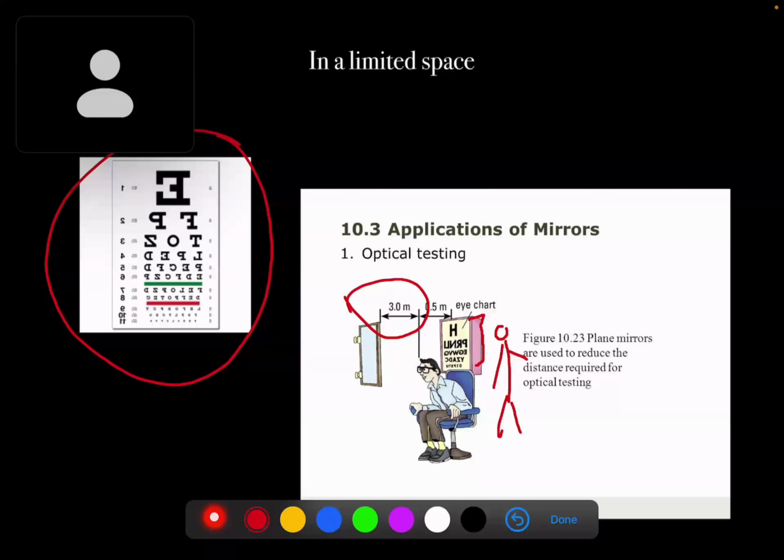Otherwise, if you use a normal chart, the space will be doubled, and you have to have one person to show, another one here with some sort of stick or a wand to show the letters. So I have seen this happening in some clinics in the early days, but this is more efficient staff-wise.